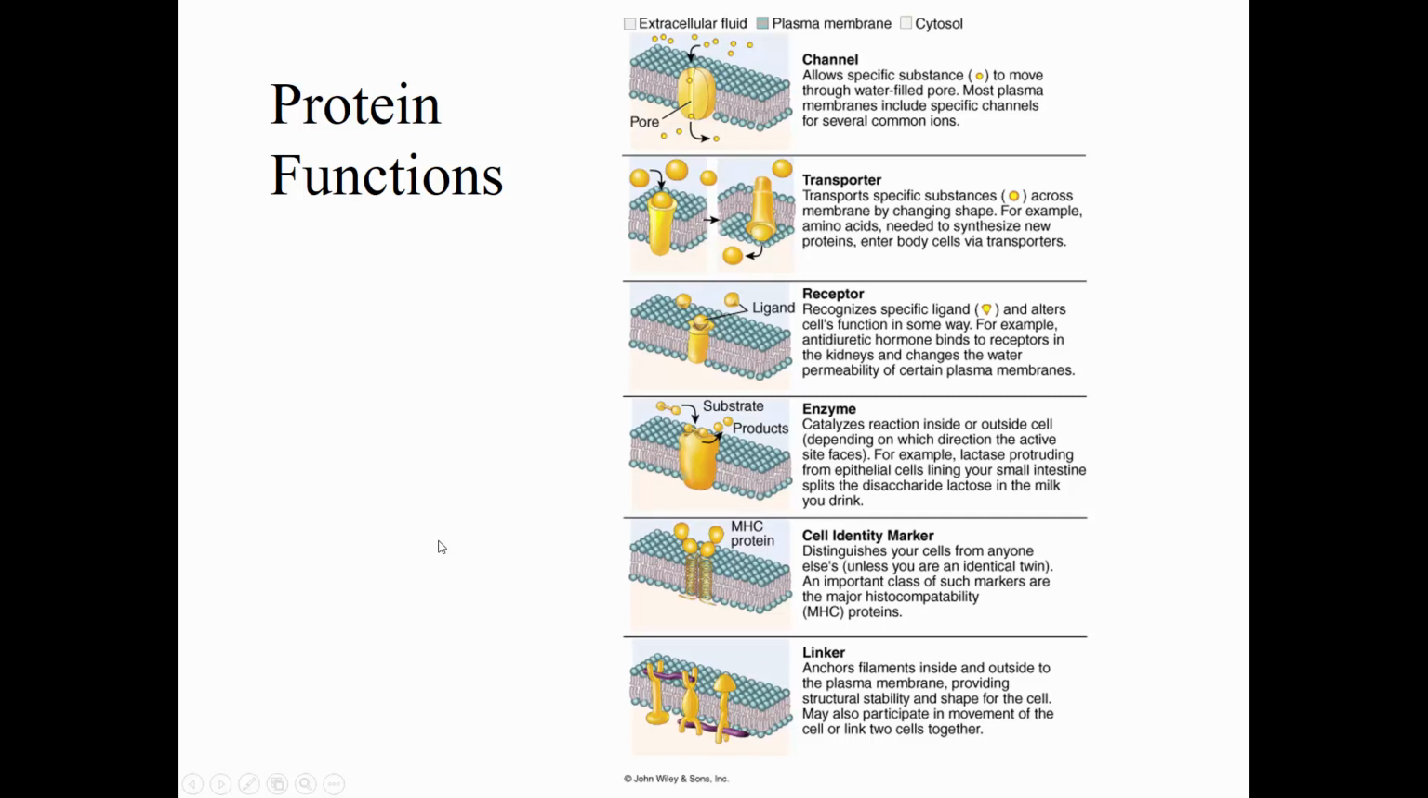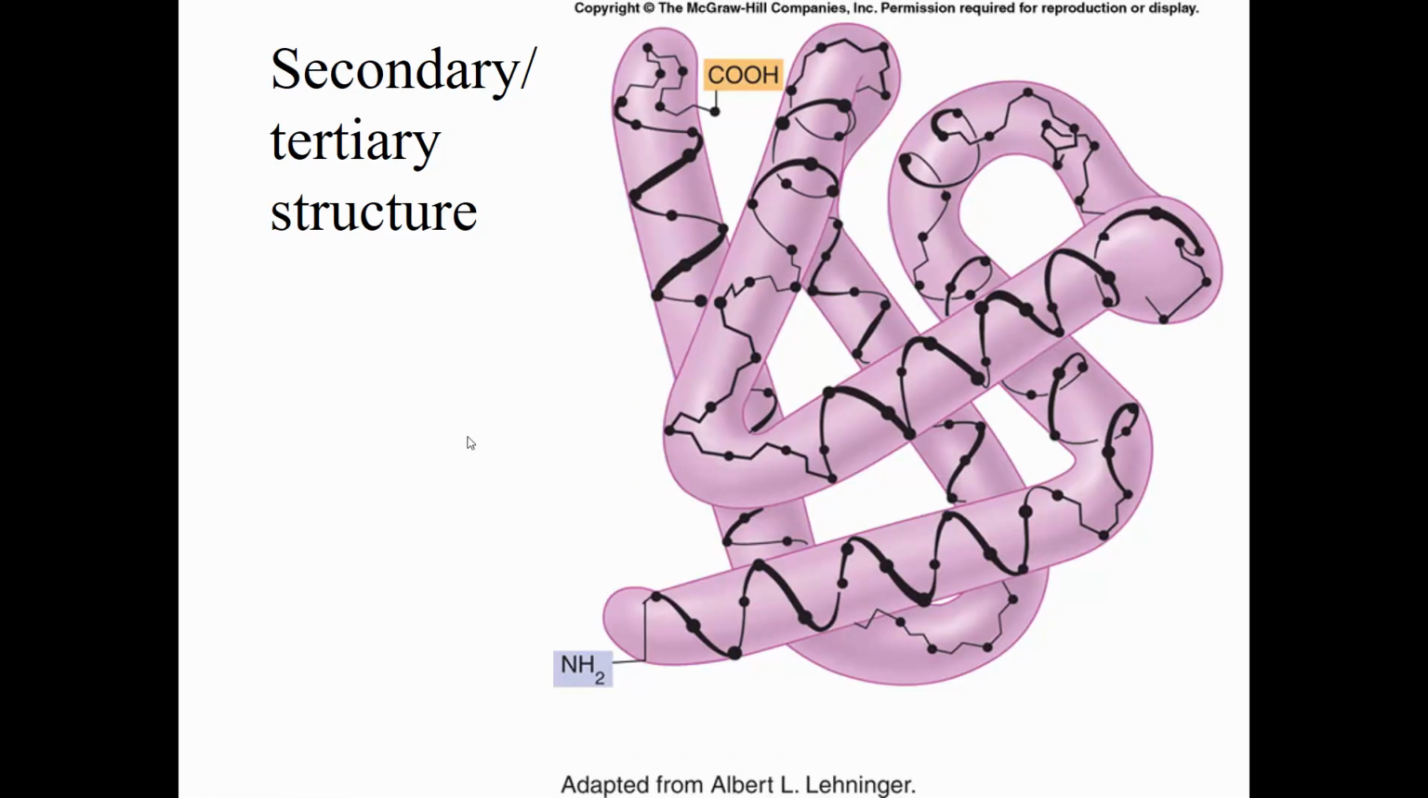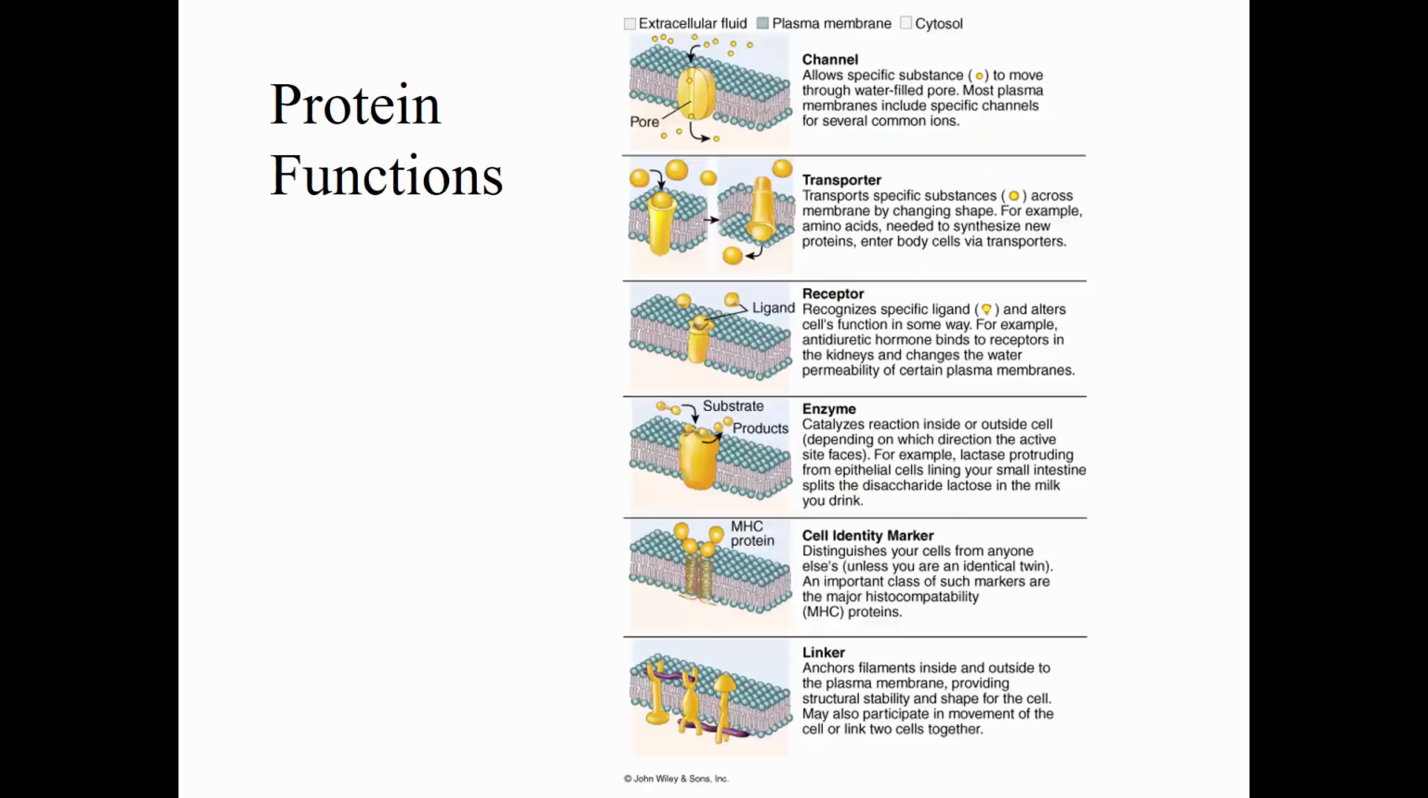And if we have more than one peptide coming together, so for example there are 4 peptide chains in a hemoglobin molecule, then we have a quaternary structure. What kind of things are proteins doing in the cell?